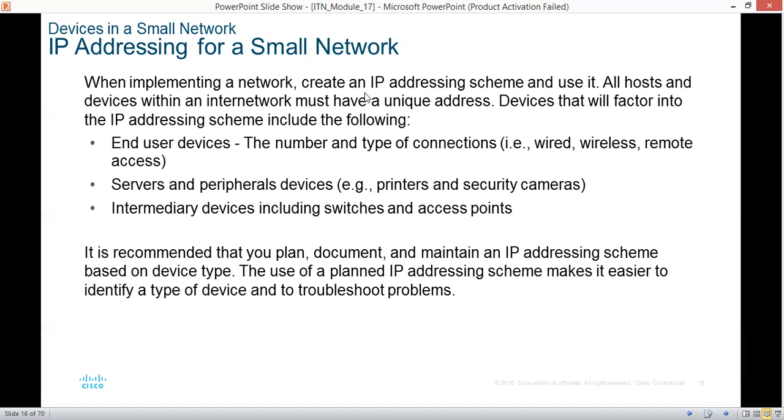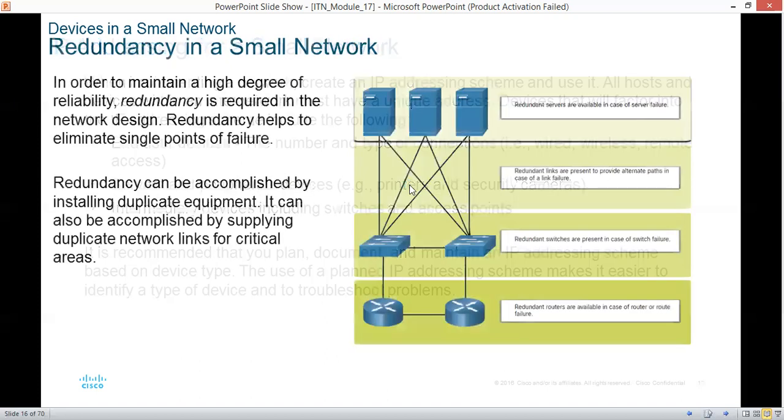So when you implement a network, create an IP addressing scheme and use it. All hosts and devices within a network must have a unique address. Devices that will factor into the IP addressing scheme include the following: the end devices, the number and type of connection, either wired or wireless, and remote access. In the topology we're going to build, we're going to make sure we use all of that. I think it will help us.